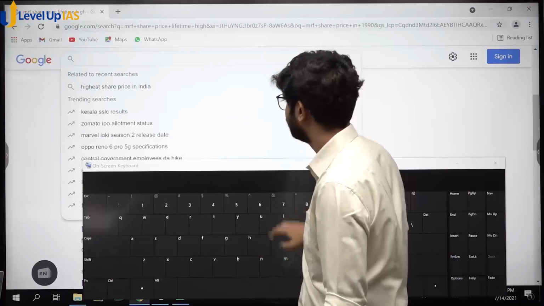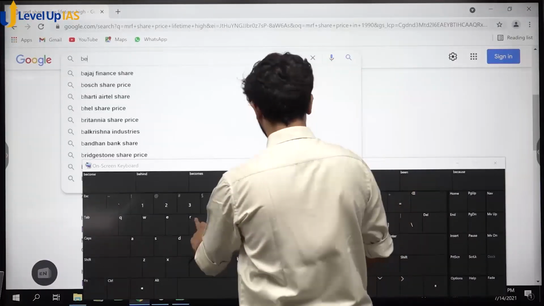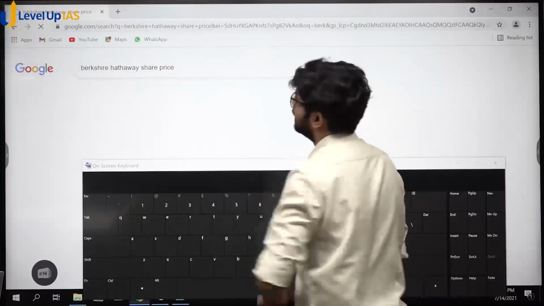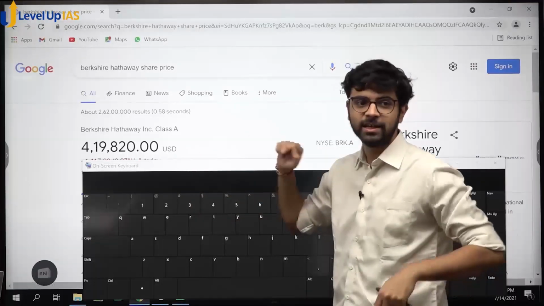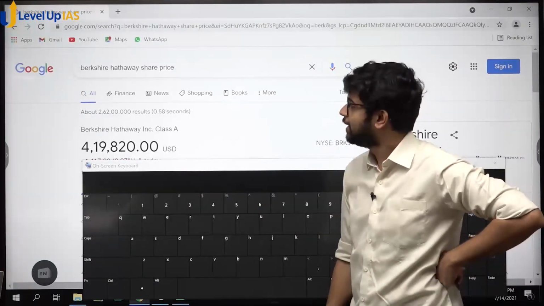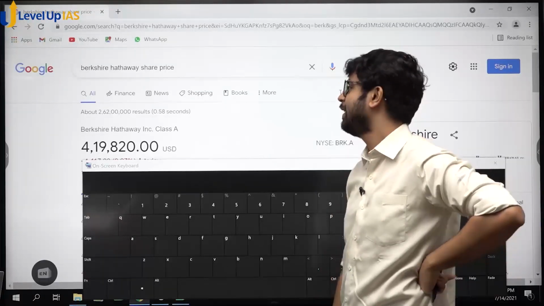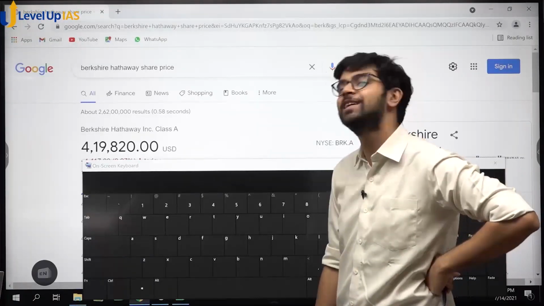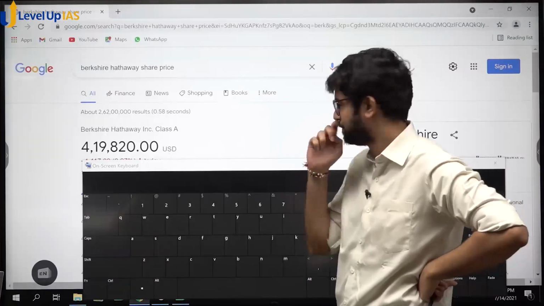बाहर का, if I show you, there is a company called, see this. 1 share. And see the currency. कितना? 4,19,820 USD. तो just imagine, हम एक शेयर भी नहीं खरीद सकते.